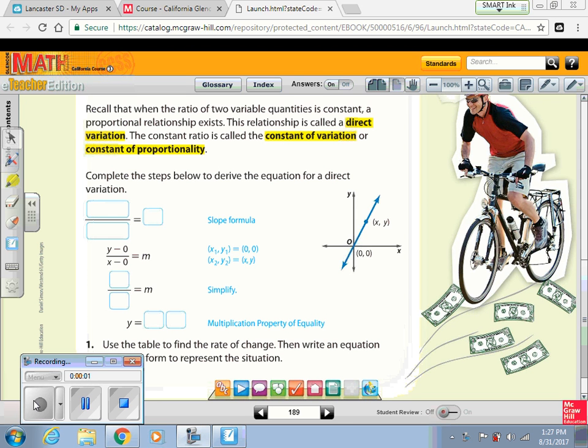So the first thing we're going to talk about today is direct variations. We talked about the ratio of two variable quantities being constant. If there's a proportional relationship that exists, that's called a direct variation. So right here, they're asking you to describe the slope, which is the change of y over the change of x.